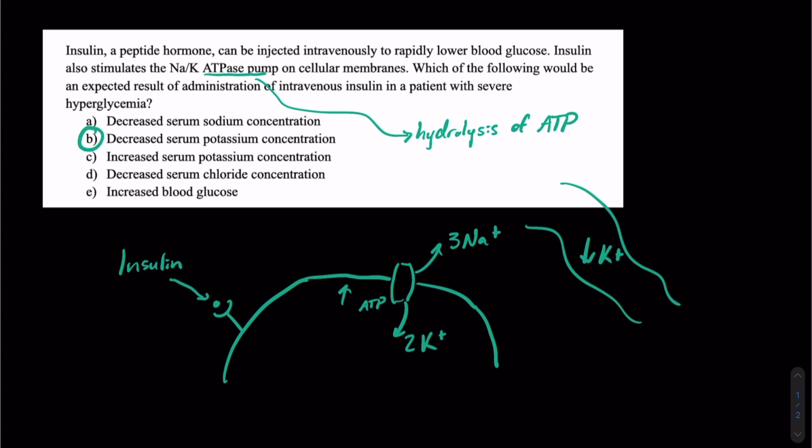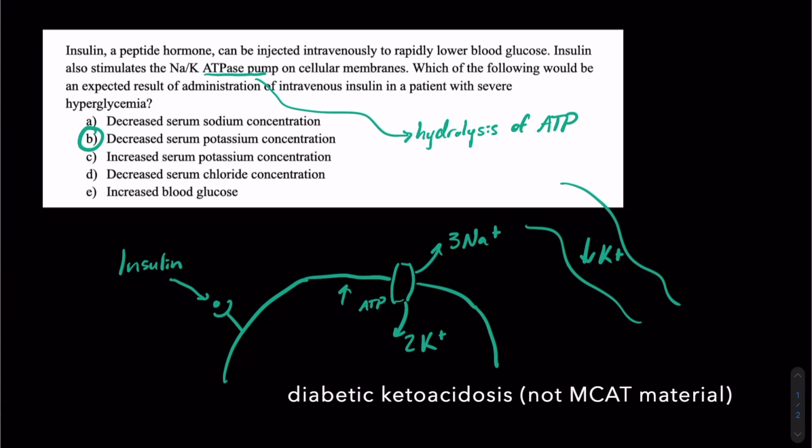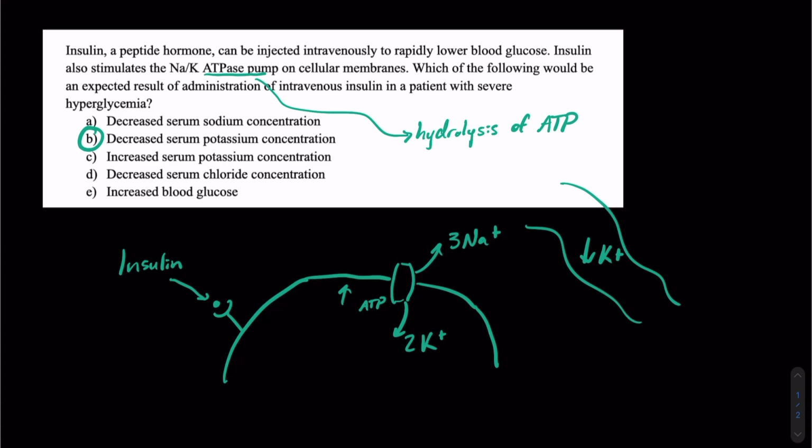D is actually the opposite. This person, maybe they had severe hyperglycemia from something called diabetic ketoacidosis, which is something that happens in patients typically with type 1 diabetes, although it can occur in other types of diabetes, where they don't have enough insulin. And that lack of insulin can often result in hyperkalemia, although it doesn't always have to.